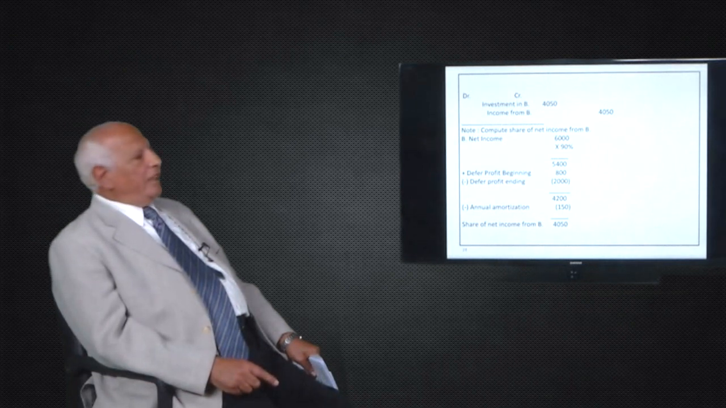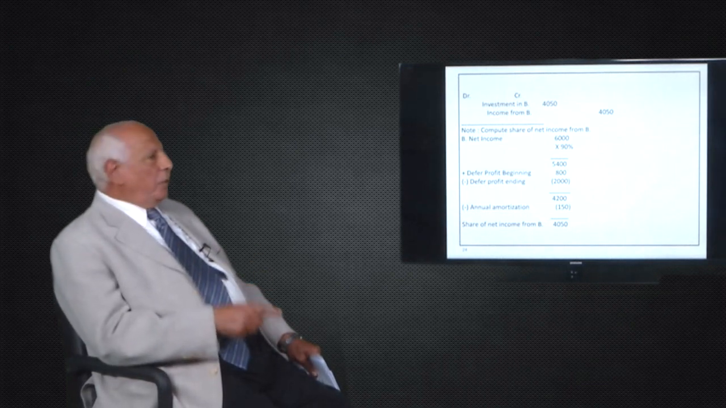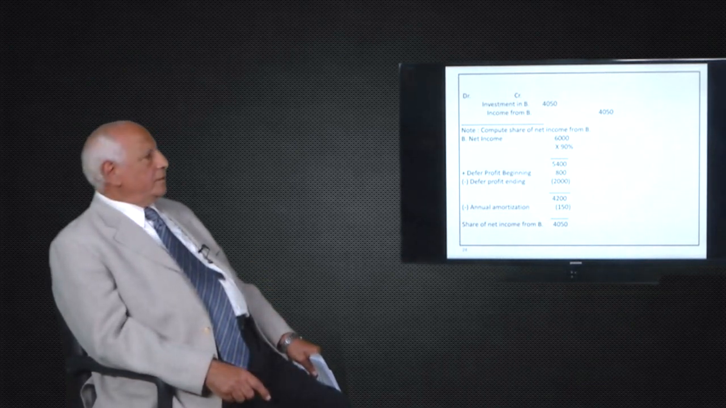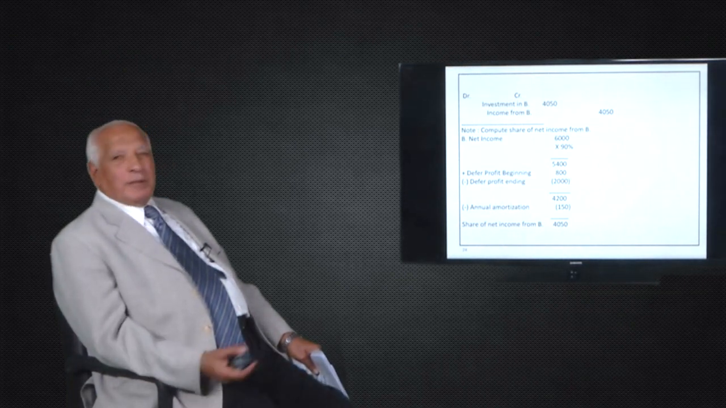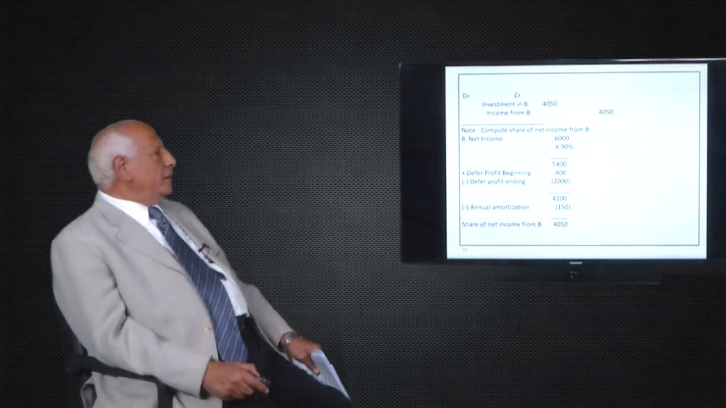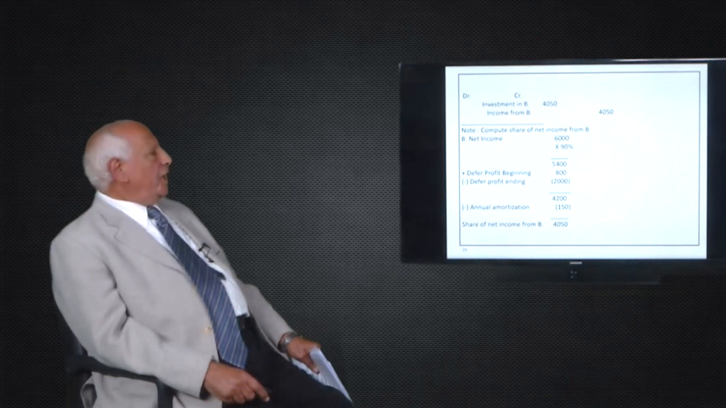You start with B net income, 6,000. That's downstream, so multiply it right away by the percentage, 90%. It gives you 5,400. Plus deferred profit beginning from last year, 800, and minus deferred profit ending, 2,000. It gives you 4,200. Minus the annual amortization of valuation difference, 150, it gives you 4,050. You put this number 4,050 up there in the journal entry. You need to practice this one by one.